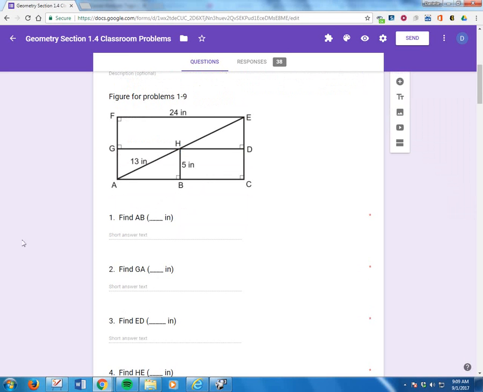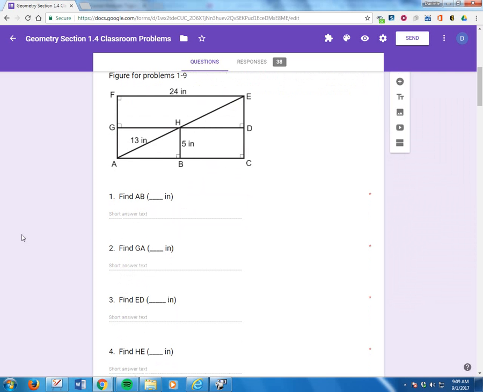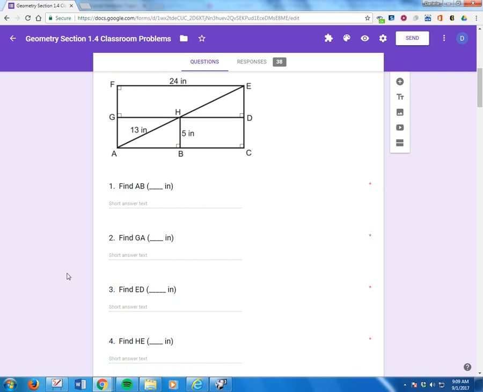Looking at problems 1 through 9, section 1.4, we talked about midpoints of segments. It was really focusing on segments, where 1.5 was angles and 1.6 was your polygons. So number 1, if we were to look for AB, what do we know about AB? It is half of 24. Yeah, so it's 12. GA? 5. ED? 5. HE? It'd be 13.